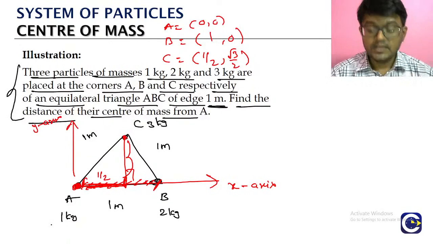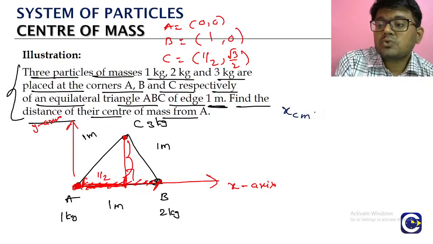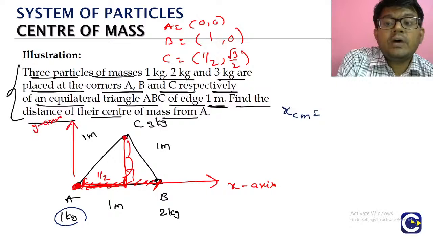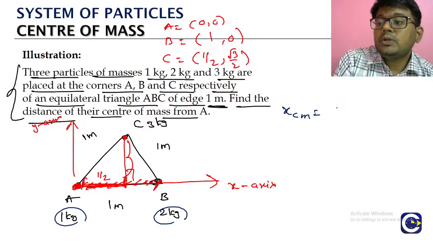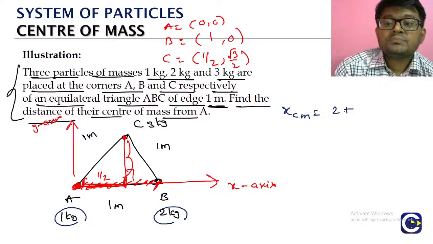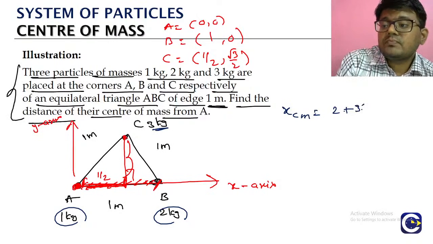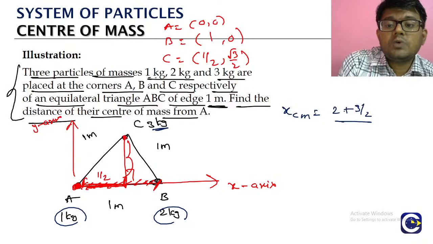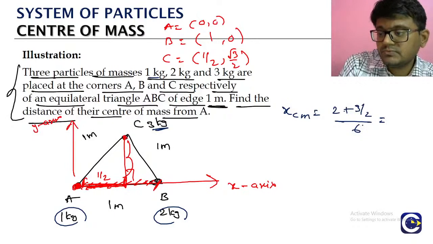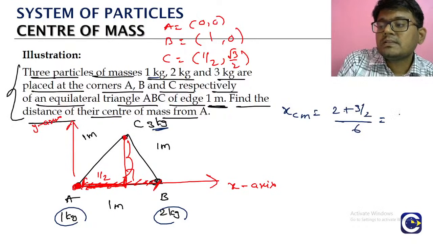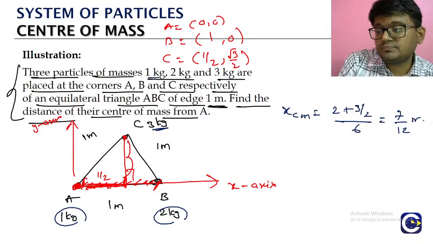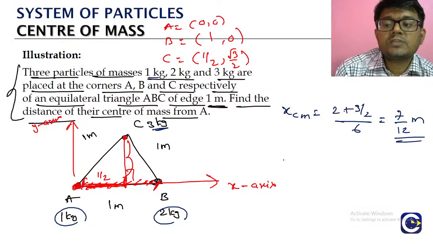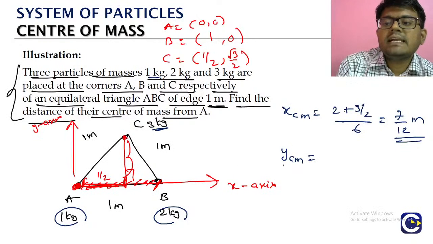Now what is our task? We have to find the center of mass coordinate. X center of mass means what? M1 is 1 kg. 1 into 0, that is 0. 2 into 1, that is 2. Then 3 into half, that is 3/2. Divided by the total mass, 1 plus 2 plus 3, that is 6. So check it, what is it? 7/12. That is the center of mass x coordinate.